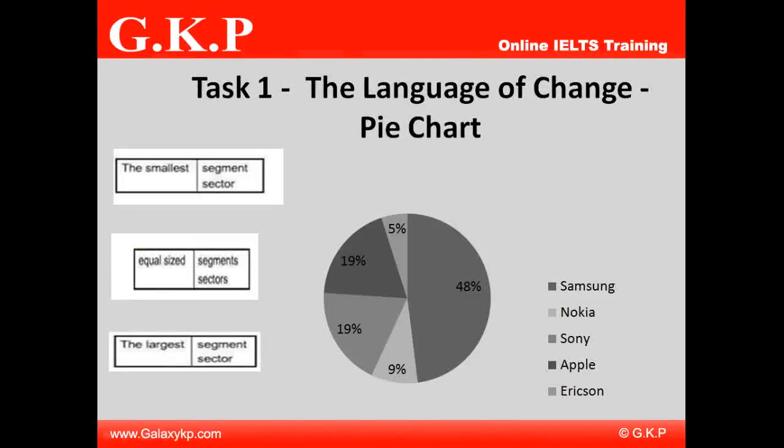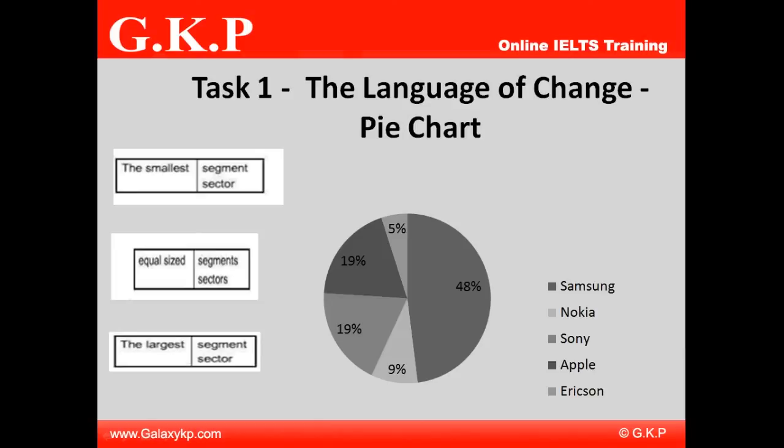Okay. Now let's look at task one, the language of change, the pie chart. Here we've got things like percentages, and each of these colors or shades represents something. For example, a medium gray represents Samsung, a light gray represents Nokia, and so on and so forth. And each of these companies is responsible for so many sales, we presume.